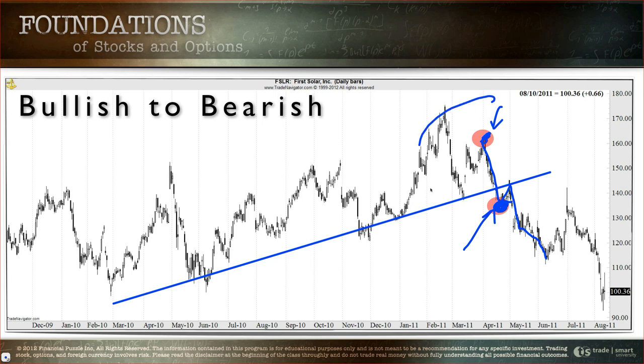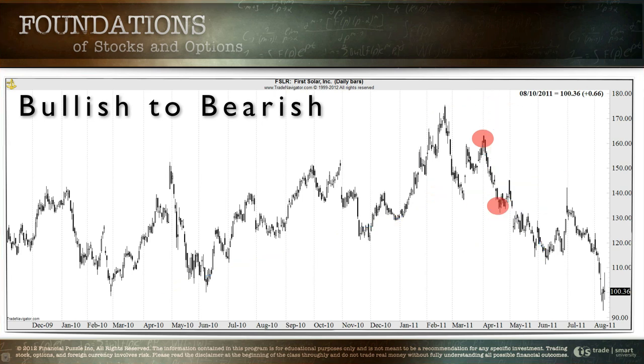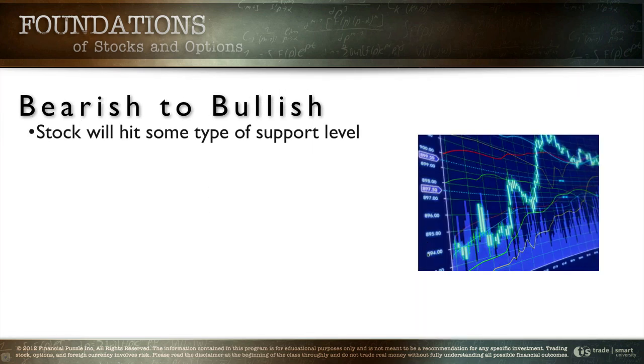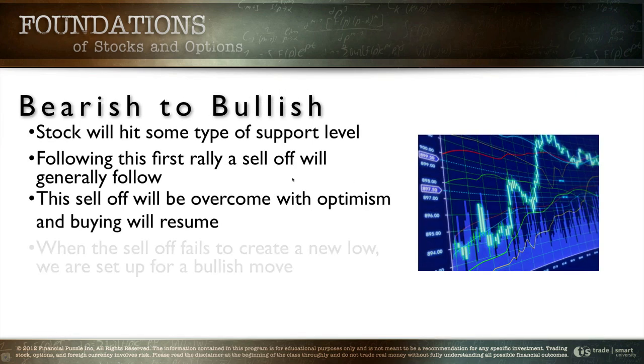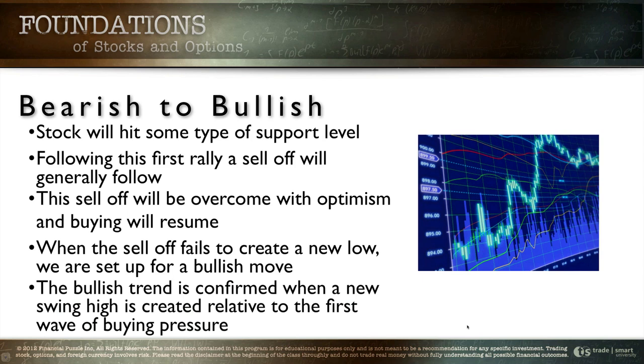So now you can see the whole cycle as the whole thing moved over. Now, in the case of a bearish trade flipping to a bullish trade, it's basically the exact opposite. A stock's going to hit some type of a support level. Following this first rally, a sell-off will generally follow. The sell-off will become overcome with optimism and buying will resume. When the sell-off fails to create a new low, we are set up for a bullish move. The bullish trend is confirmed when a new swing high is created relative to the first wave of buying pressure.